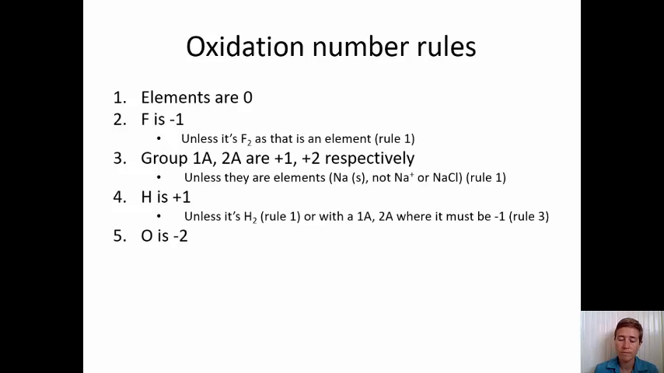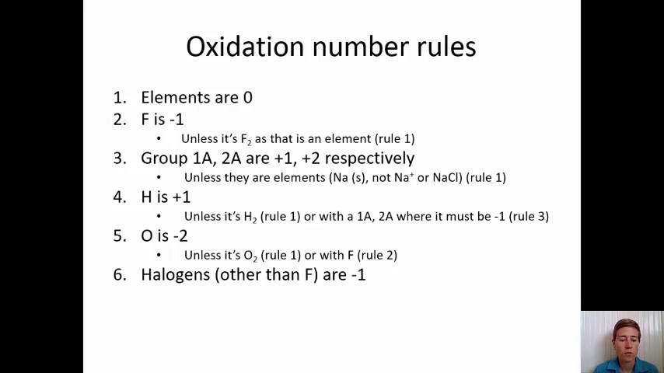O is -2. These last two also, if H is in something like a compound we consider to be ionic, it would be +1. If O is in something we consider to be ionic, it would be -2. So these numbers don't come from nowhere. Exceptions, of course, if it's O2 or if it's with fluorine. Fluorine is going to supersede that. Again, reasonably rare.